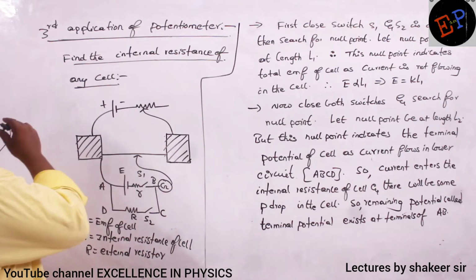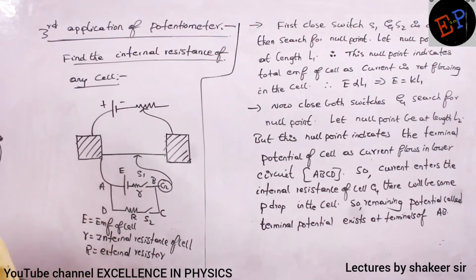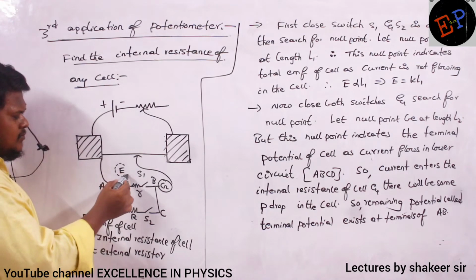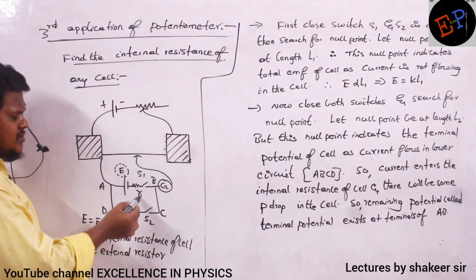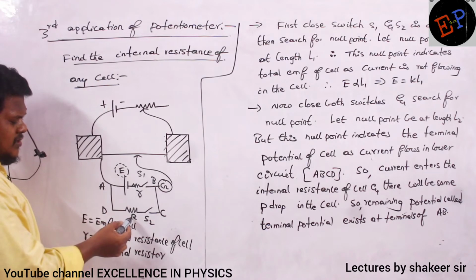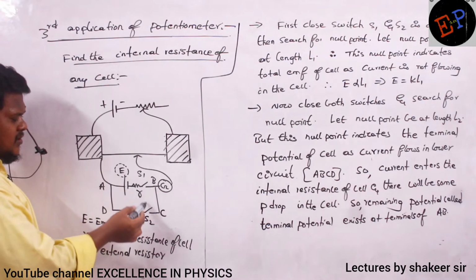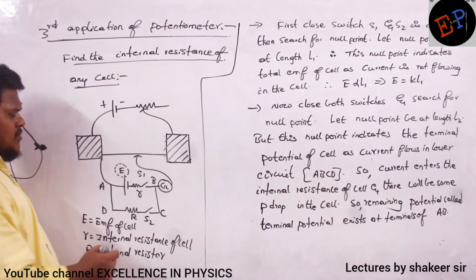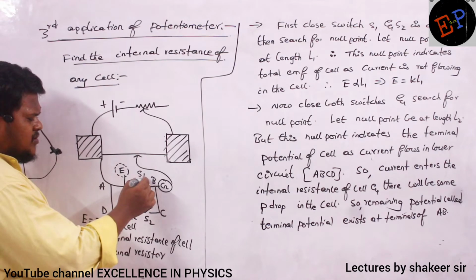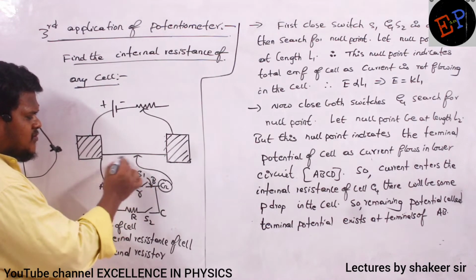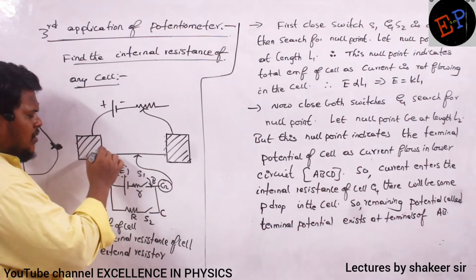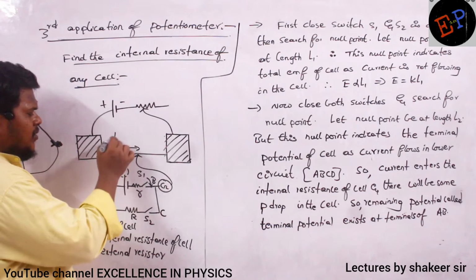So the third application, the last application of the potentiometer, is finding the internal resistance of any cell. This is the cell which we have taken, and this is its internal resistance r. There is one external resistance also, capital R, and there are two switches S1 and S2. This is the construction. What I do is, I first close switch S1 and search for the null point. Let us consider I got the null point at L1.